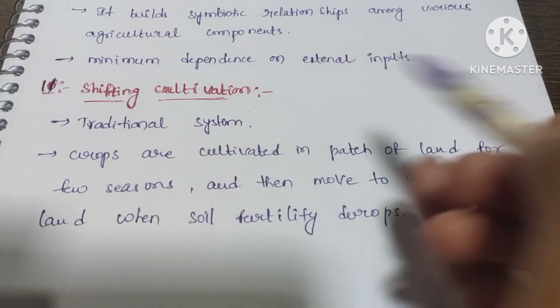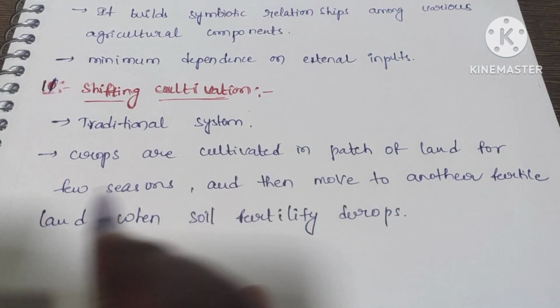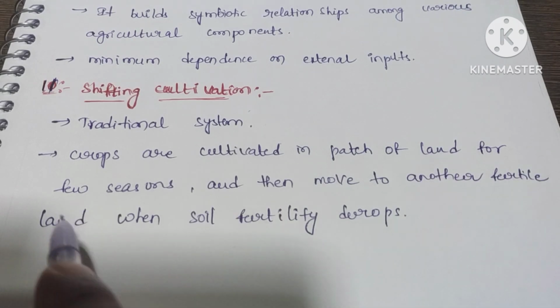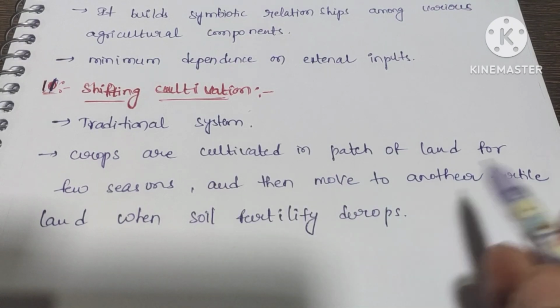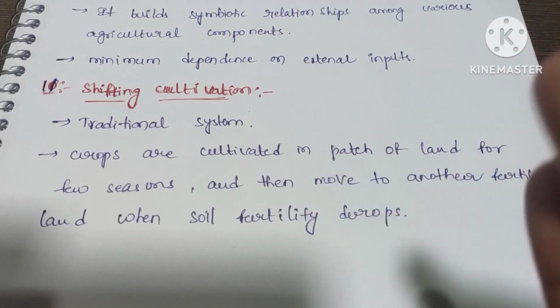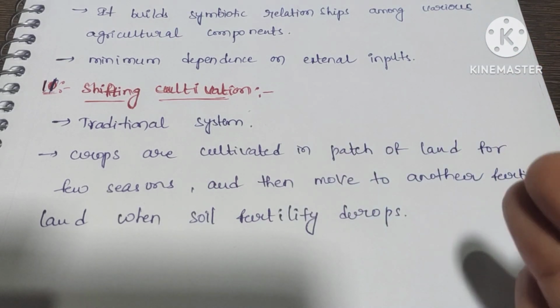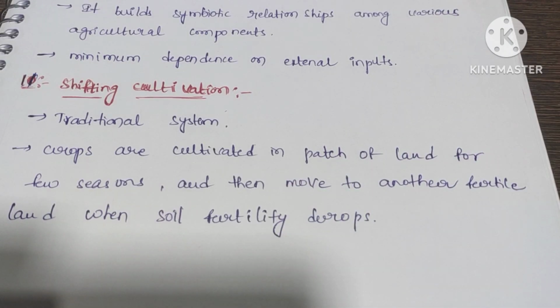Shifting cultivation. Okay, this is the traditional system of cultivation. What is the definition? Crops are cultivated in a patch of land for a few seasons. Okay, for a few seasons, crops are cultivated in a patch of land and then move to another fertile land when soil fertility drops. By repeated use of that particular patch of land, the soil fertility will definitely decline, isn't it? After that we can move to another fertile land when soil fertility drops. These are the types of cultivation.